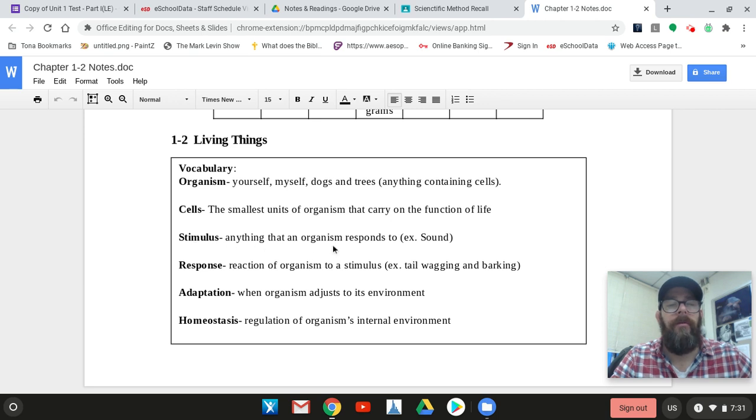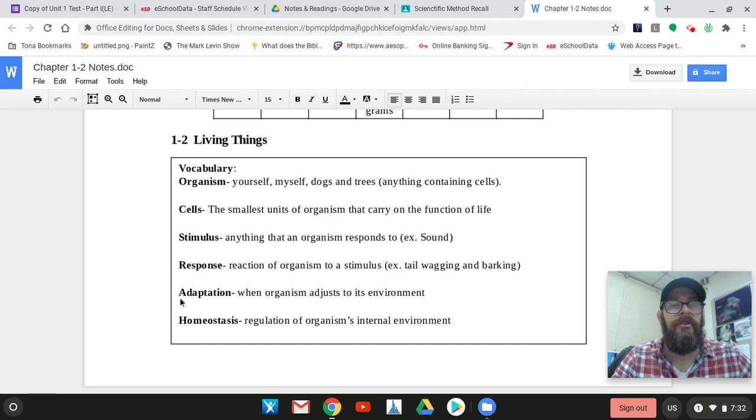Stimulus: anything that an organism responds to. Example, a sound. Sometimes you get startled by a sound. A tree falls in the woods near a deer. The deer will take off. The sound of the tree limb or the tree itself falling causes a response. Next, response: reaction of an organism to a stimulus. Example, your dog's tail wags and it barks when it hears you pull into the driveway or come through the door, that sound of the door opening.